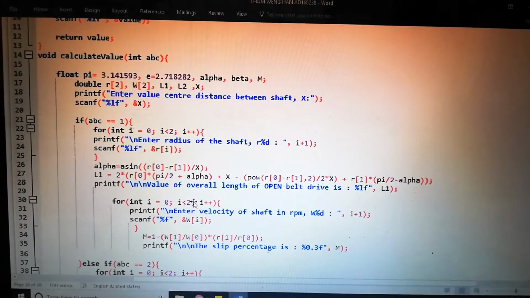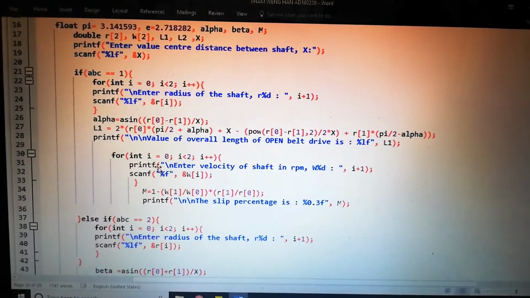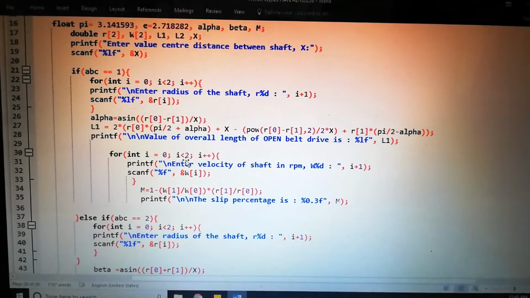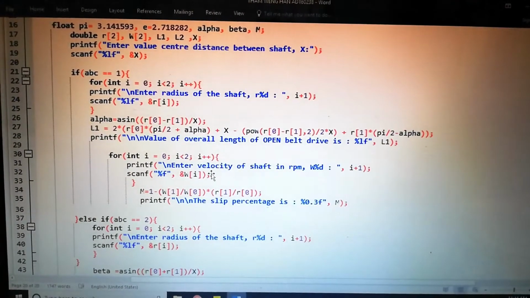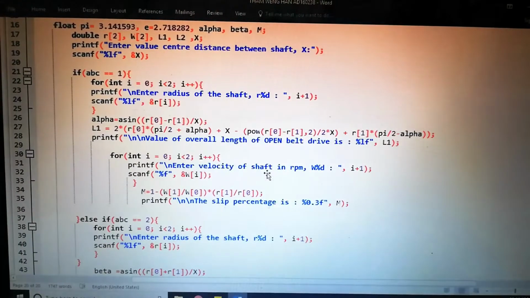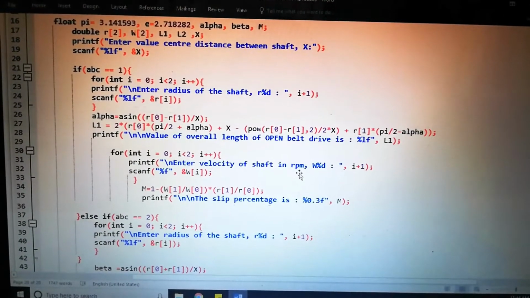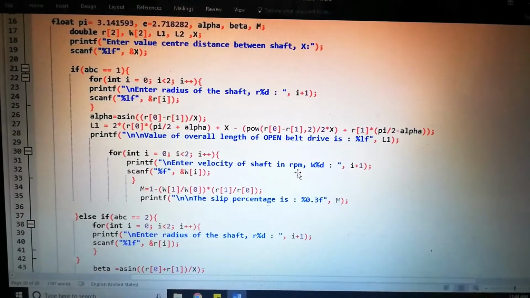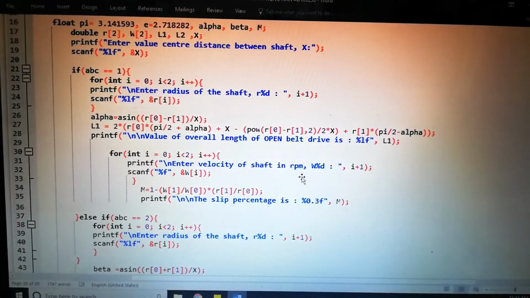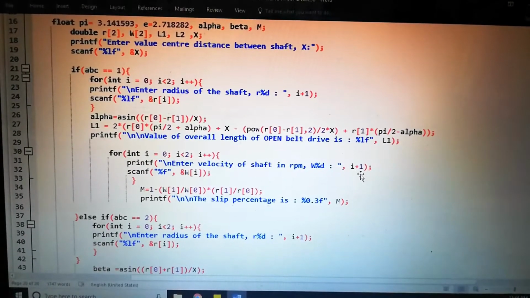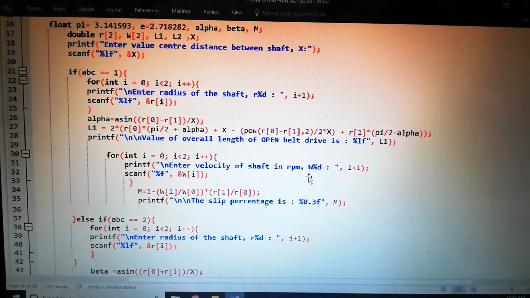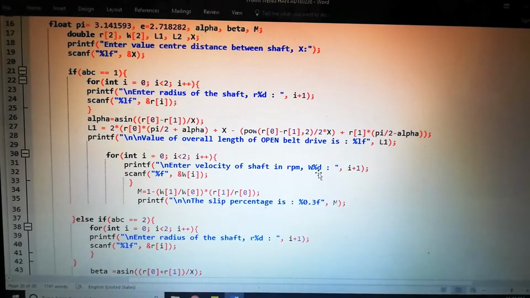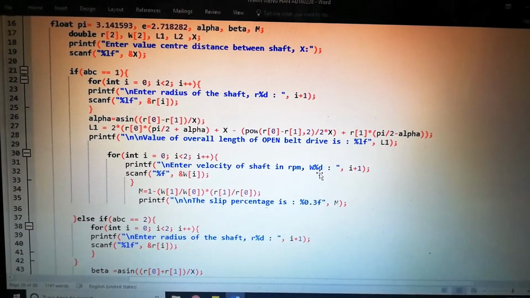So next for the second loop, same as before, i equal to 0, i less than 2, and i plus plus. So this prints a message that lets you enter the velocity of the shaft in RPM, which also means revolutions per minute. This is the unit for the velocity of the shaft. Same as before, i plus 1 is the integer for the W, and we will get W1 and W2. This is for inserting the velocity.